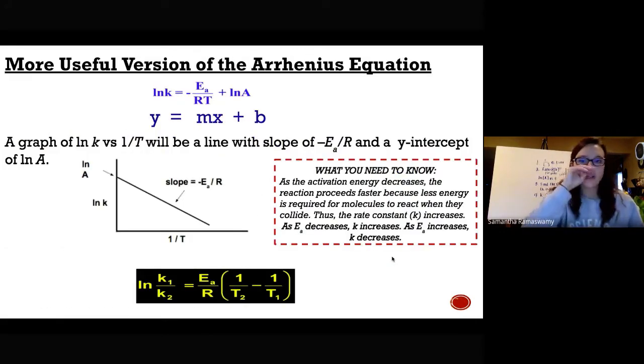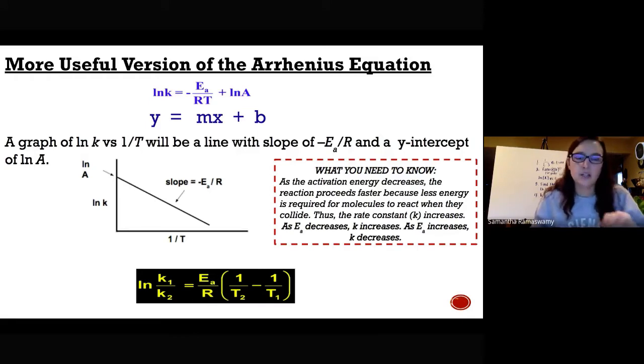A more useful version of the Arrhenius equation, which we used to do in lab but will not get to this year, is to plot the natural log of the rate constant versus 1 over temperature. The slope of that line is equal to negative Ea over R. So if we have the rate constant and the temperature, we can calculate the activation energy.